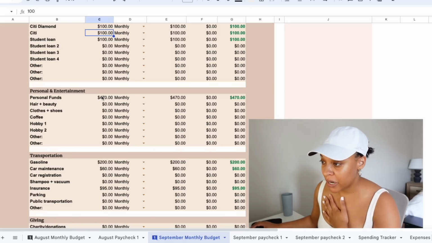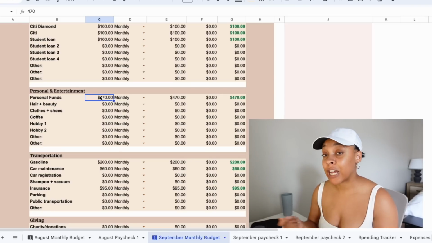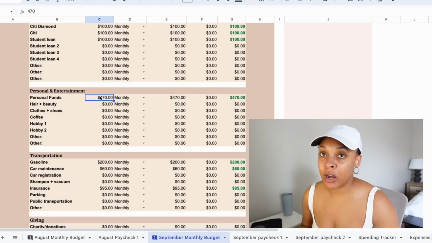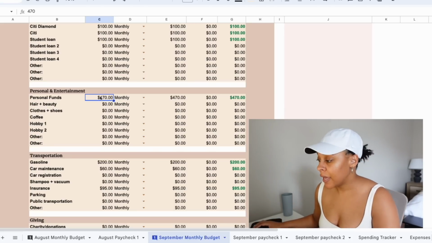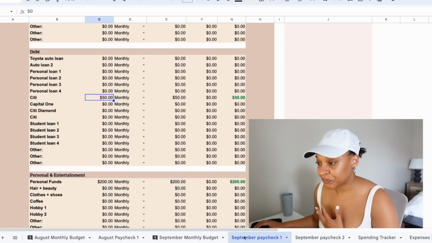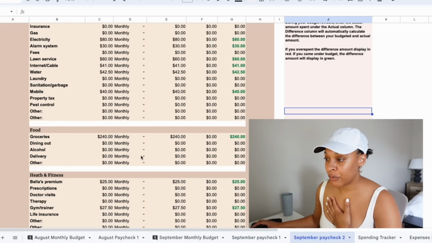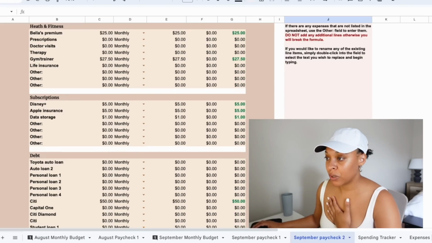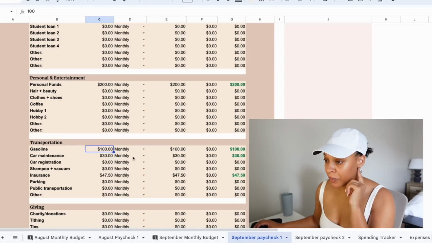So $470 per month. I have $200 per paycheck, so $400 coming from my 9-to-5's pay. So obviously from my extra income, I would need to pull $70 to hit that $470, and that is what I have here. So $200 a month. Now I do need to go back for paycheck 2 and change that to $6 before I forget. Okay, gas is $100, that's correct.